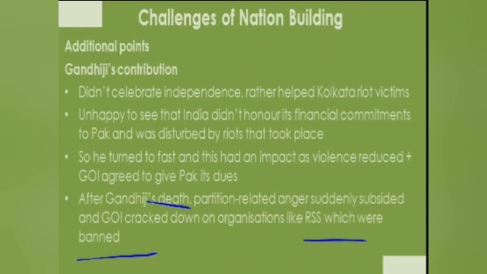So these additional points provide us the basic information that Gandhiji was not happy at the time. He was not celebrating the independence of India, and he was helping the victims of the Kolkata riots. Still he was worried about Pakistan. It means we must provide the financial assistance to Pakistan that was committed before the partition. So he fasted, and this had an impact as violence reduced.